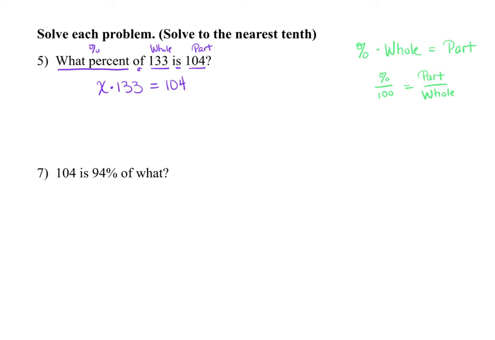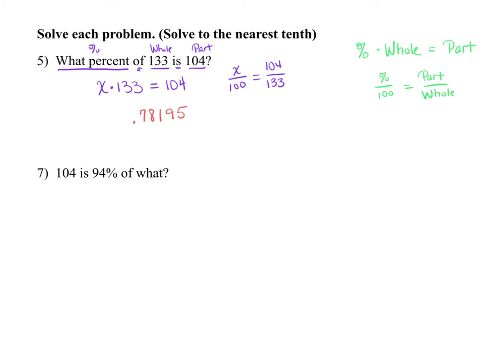So if I set up a ratio there, then I would say percent, I don't know, that goes over 100, equals the part, that's 104 over the whole, 133. Either way, you end up dividing 104 by 133. When you divide that out, you're going to get a decimal. So this you do have to worry about rounding. If you divide 104 divided by 133, you're going to get 0.78195. It's just going to keep going like that, right?